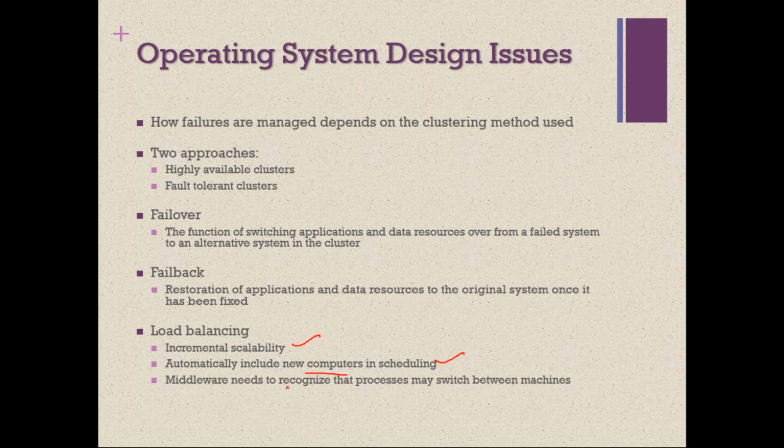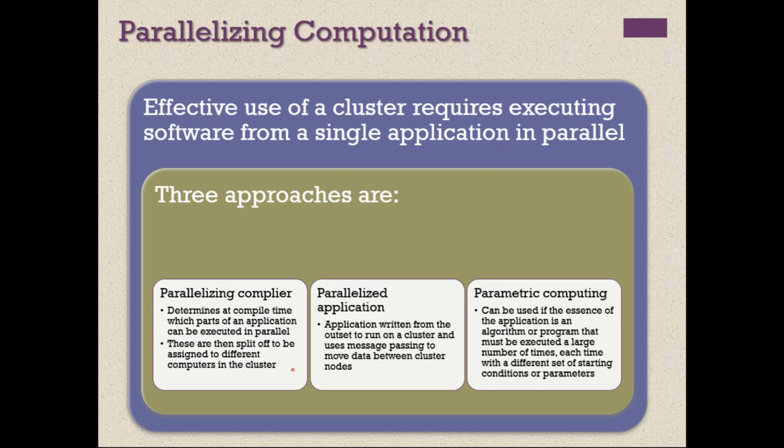When a new computer is added, automatically it should be included in all activities. And middleware should recognize that processes may switch between machines. The middleware should understand that it is not only one server that is going to deal with everything. If a server fails, then it should be handled by some other server. So the middleware should understand all these things.